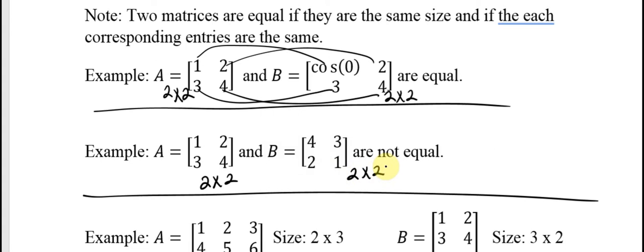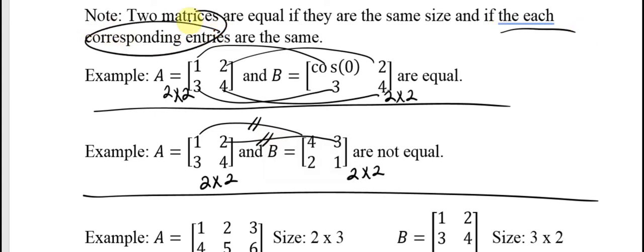Now for the next two matrices, they have the same size, 2 by 2, and what's in them looks to be about the same, but they don't correspond. See here, 1 is not equal to 4, and then likewise with all the other entries. So for two matrices to be equal, they must have the same size, and each corresponding entry must be the same.